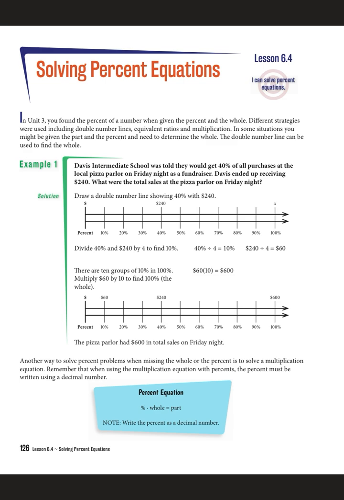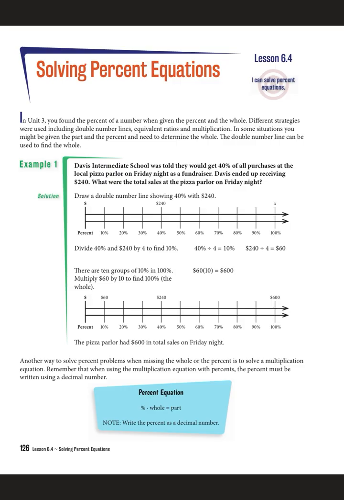So in example number 1, it says Davis Intermediate School was told they would get 40% of all purchases at the local pizza parlor on Friday night as a fundraiser. Davis ended up receiving $240. What were the total sales at the pizza parlor on Friday night? So again, pause the video, take a look at the solution. Make sure you read through it, study it, try to understand it. It's not that hard.